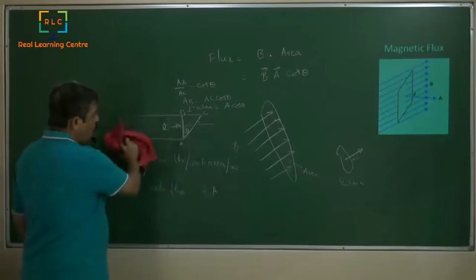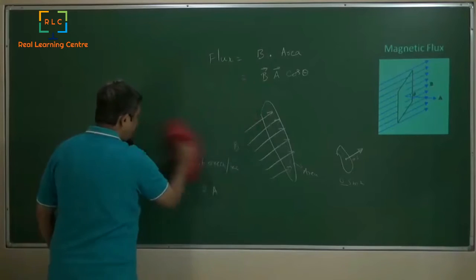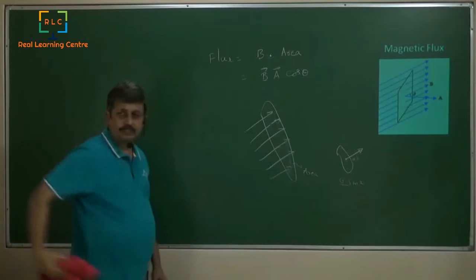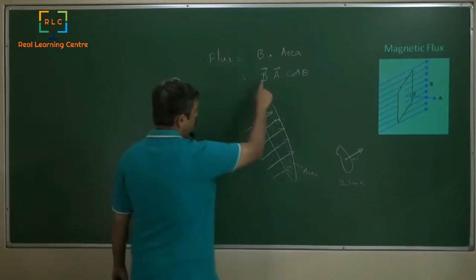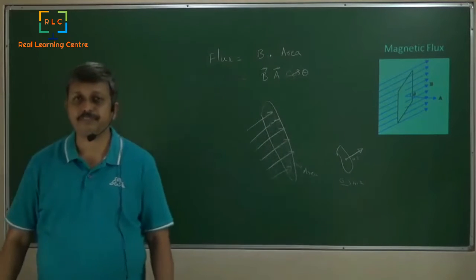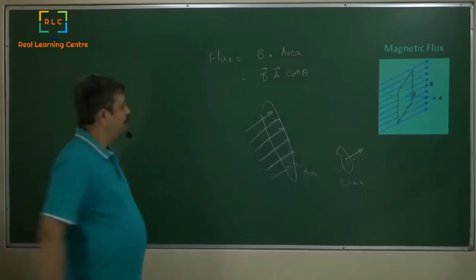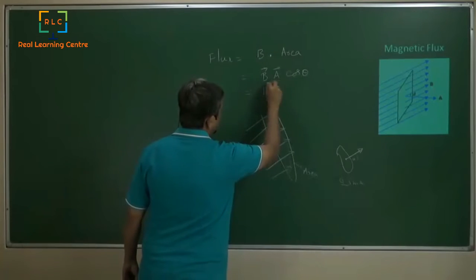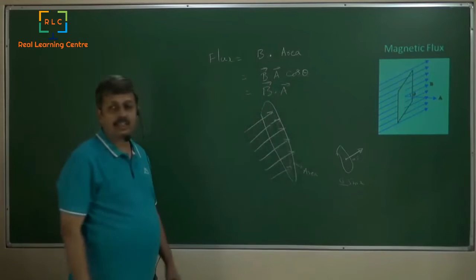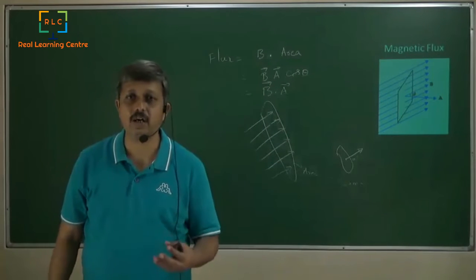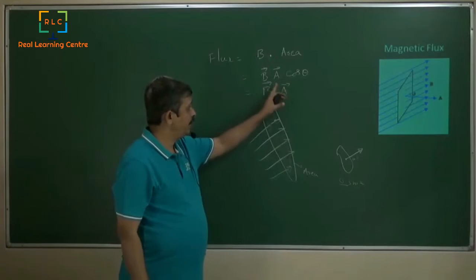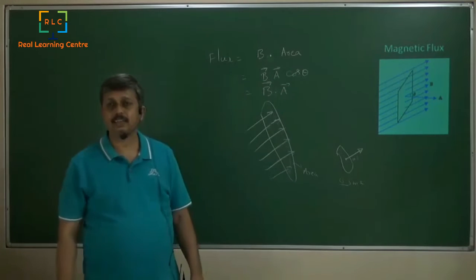Okay. So what we are saying is that if we want to calculate the flux, we have to have B into A into cos theta, that is the angle between B and A. Which is actually written as a dot product, B dot A. So flux is nothing but B dot A. If you remember, in vector algebra, you would have figured out that the dot product B dot A is called BA into cos theta, like that.